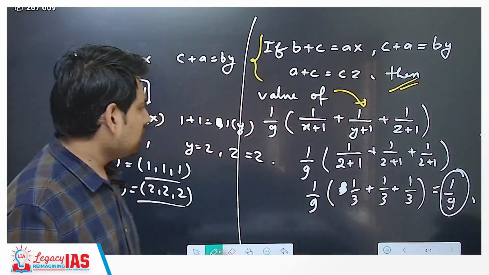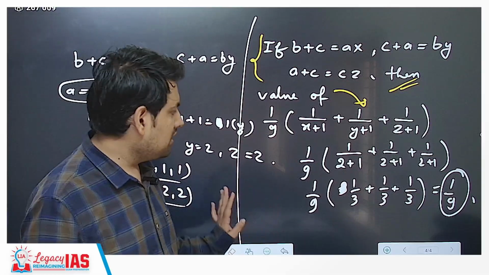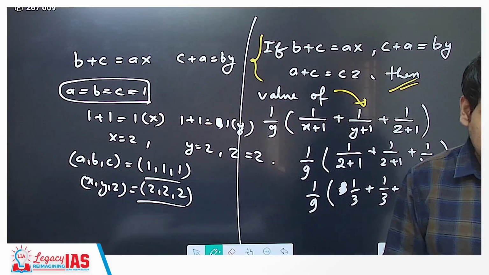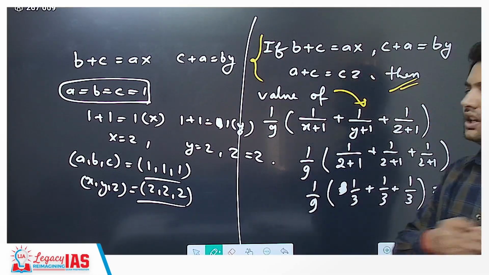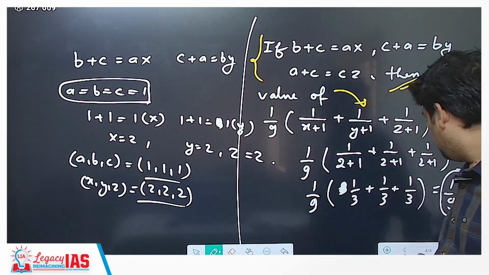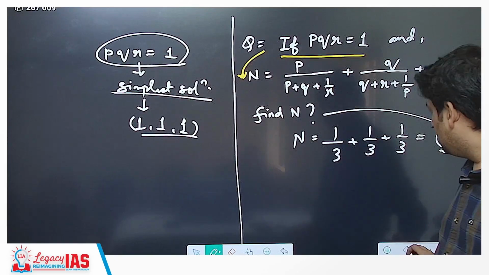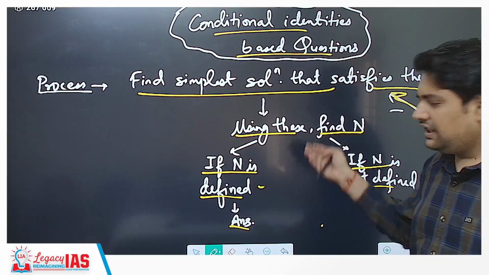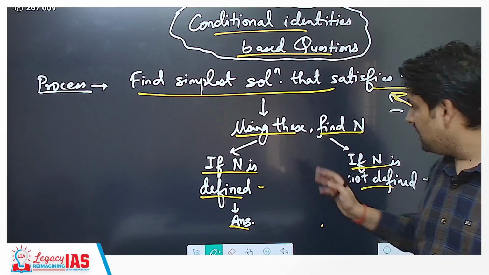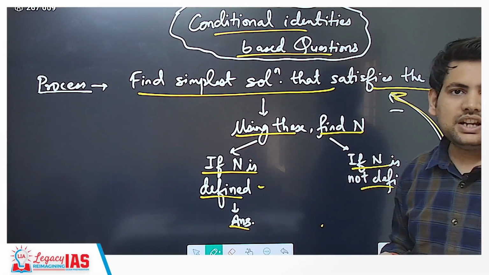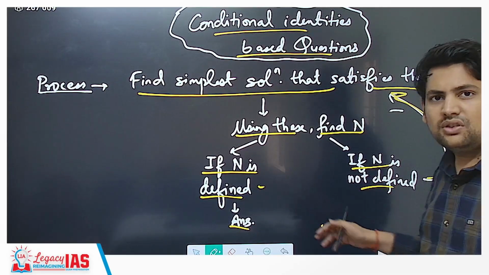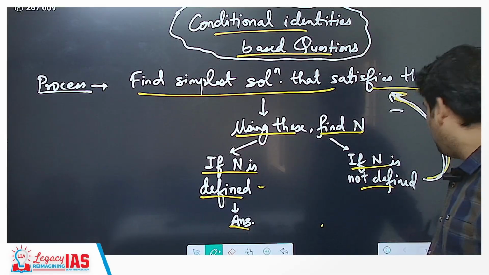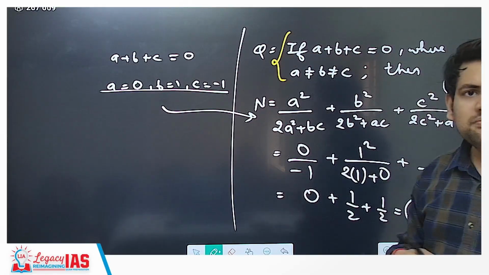Understood? So this is how you do conditional identities. Now there may be some tougher questions also. The same thing you have to apply. Just find the simplest solution and find n. If n is defined, that becomes your answer. If n is, let's say, not defined, then you have to simply go back and try to find another solution.